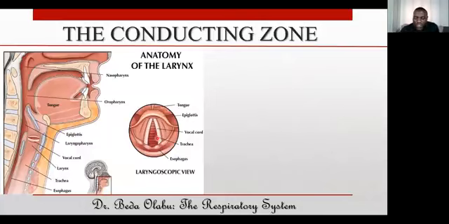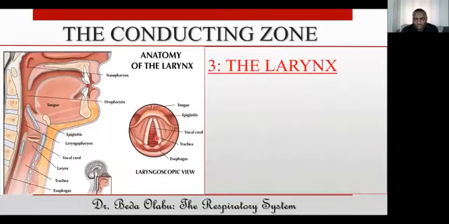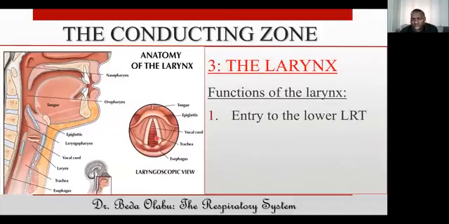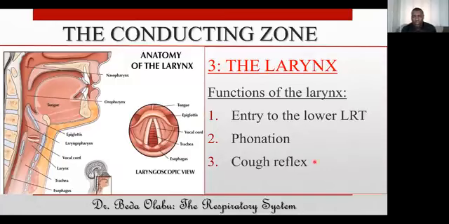What are the functions of the larynx? Well, we've mentioned that the larynx is the entry to the lower respiratory tract. Apart from that, the larynx is the voice box. So it's important for production of sound. The larynx is also important in cough reflex. Cough reflex is still an immune mechanism.